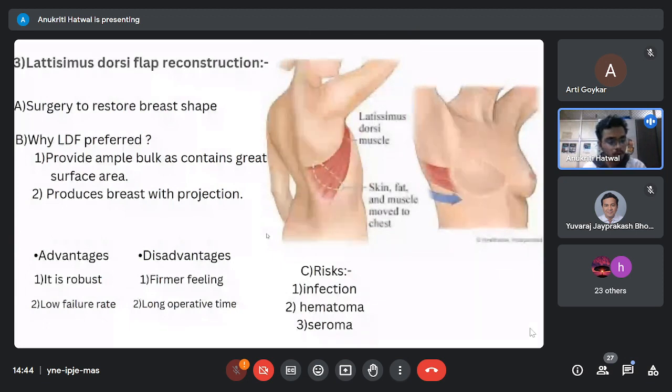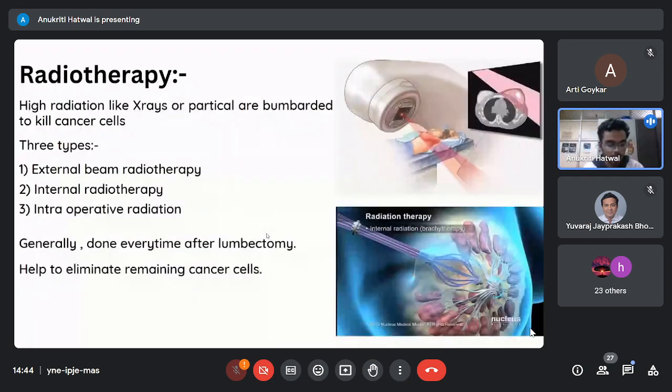Hello, everyone. As my friend described to you the part of surgery, along with surgery, there are other ways of treatment like radiotherapy and chemo to treat cancer. Talking about the radiotherapy, in this type of treatment, radiations like X-rays or particles are bombarded on the cancer cells to kill them. Generally, lumpectomy is followed.